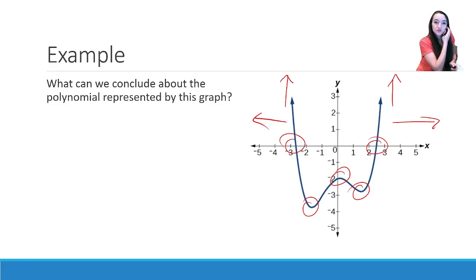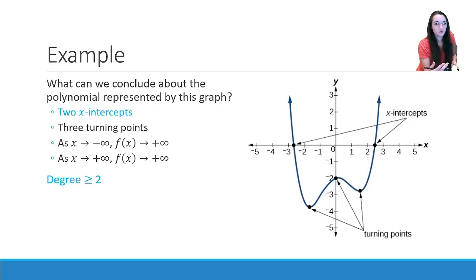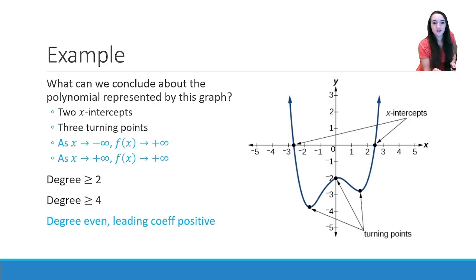So if there are 2 of them, we can't have a degree that's less than 2 because that would mean we had too many x-intercepts. So we get degree is at least 2, but the 3 turning points actually tells us that our degree is at least 4. Again, because if it were any less than that, we'd have too many turning points. So we also know that our degree has to be even and our leading coefficient has to be positive due to the end behavior. Can we say any more than that?